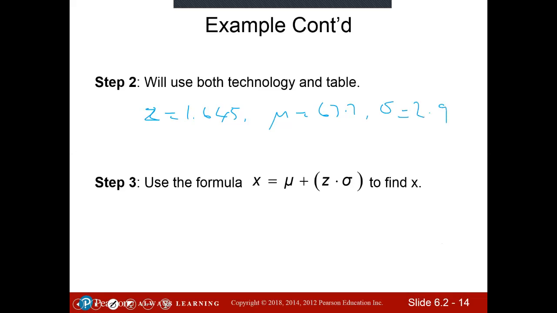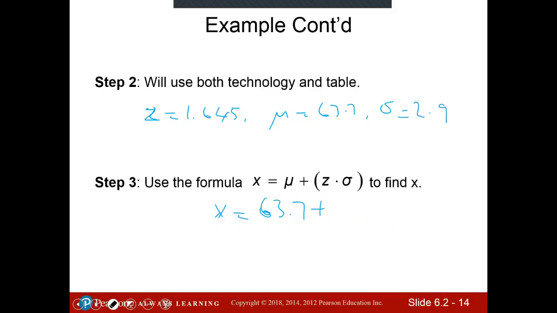So I'm going to find the x value using the formula. The x is equal to the mean, which is 63.7, plus, okay, got two values there. My z-score is, let me look. Okay, let's pick up the pen again. So I have what?